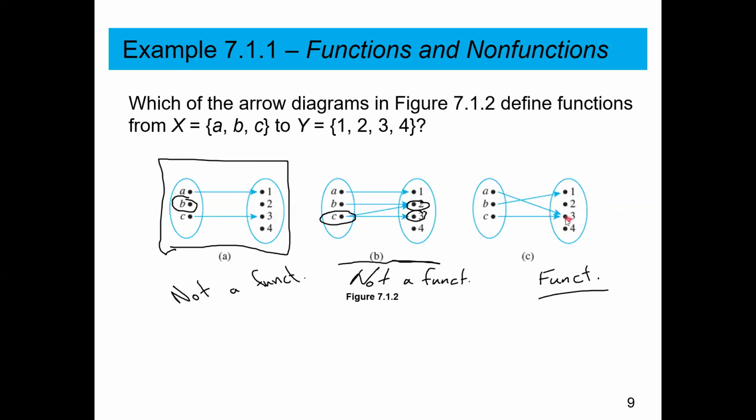And also notice over here, this is still a function, even though A and C both go to 3. So the difference is, are all these things going to something? And secondly, do they have more than one arrow going out to different things? All right, so let's continue on with some more examples.